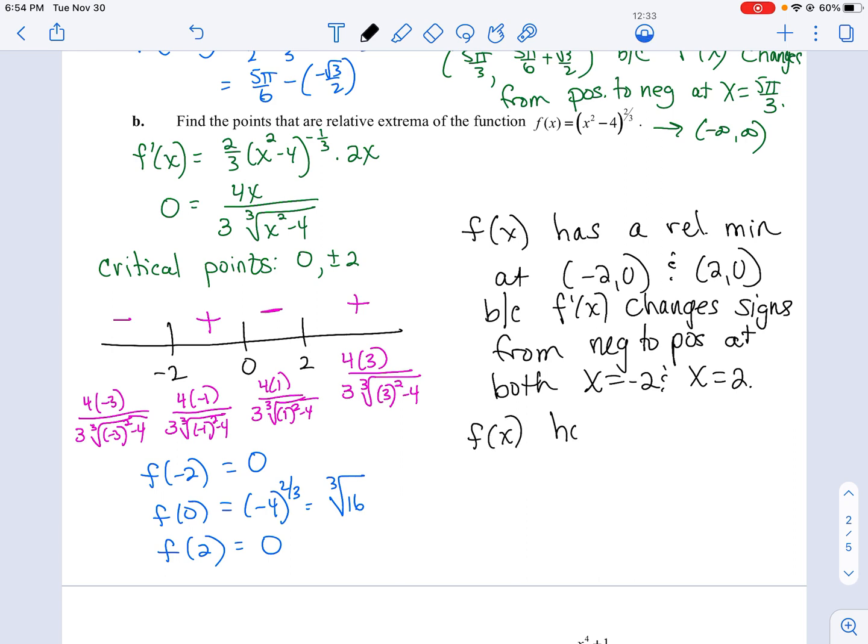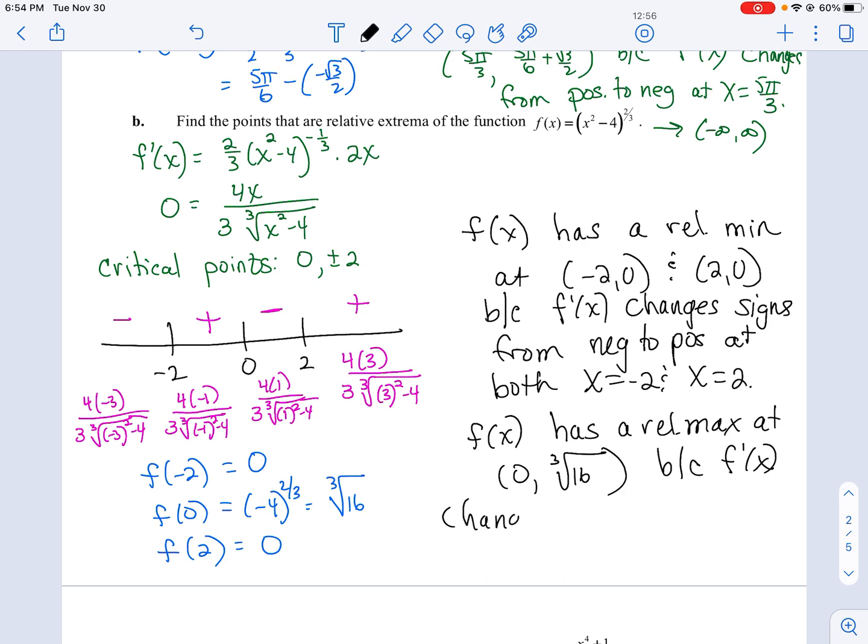Now f of x has a relative maximum at 0 comma, and if this were a calculator problem, you could certainly give a decimal there. So f of x has a relative maximum at (0, cube root of 16) because f prime of x changes signs from positive to negative at x equals 0. So again, look right here at our number line test.